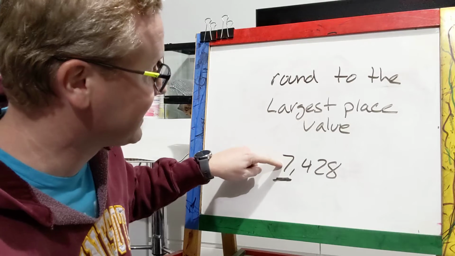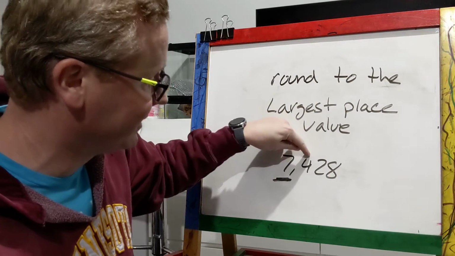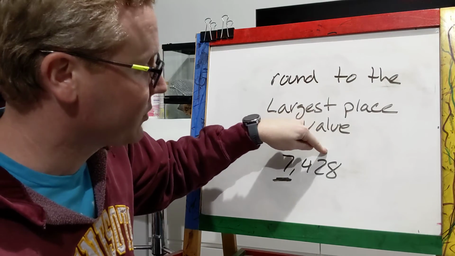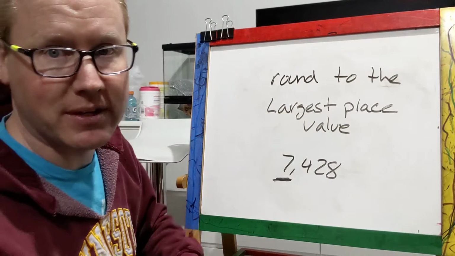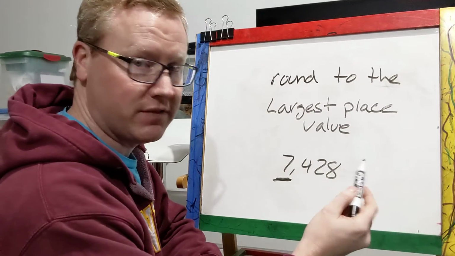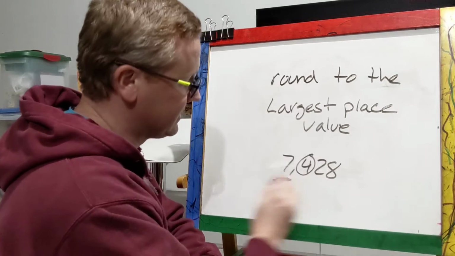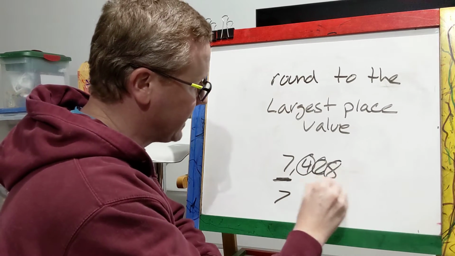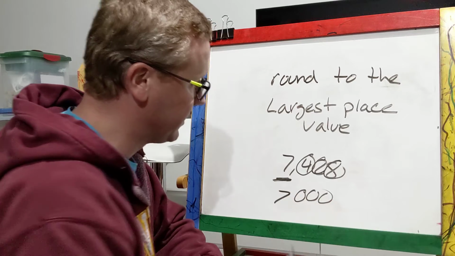Remember, this is a 7, but it's worth 7,000. This is a 4, but it's worth 400. That's a 2, but it's only worth 20. That's an 8, but it's only worth 10. So we're looking for our largest place value. Again, once you find it, you just start doing the normal process. That's a 4. It tells me to keep it the same. And I have the rest all turned to zeros.